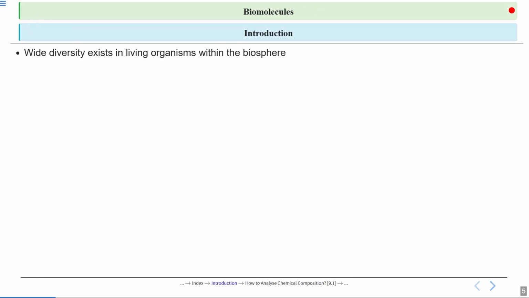Let me first give you an introduction of this chapter. When you go outside, you can see there is a lot of biodiversity. You can see a variety of life forms present on the earth. There is wide diversity in the living organisms within the biosphere. Now, what is the biosphere? Biosphere means all the ecosystems which are present on the earth.